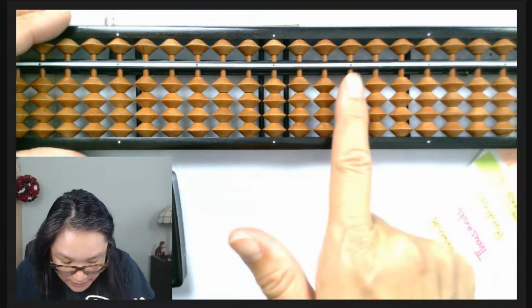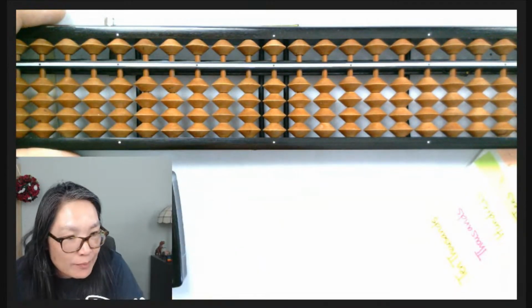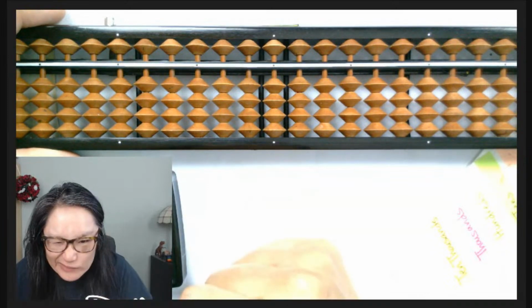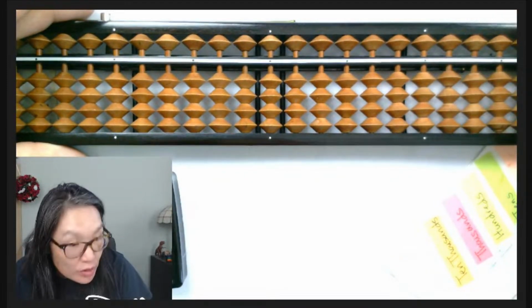So if you notice, every red bead sits on a group separator. Is that what it's called? A group separator. Yeah, that's why. And I like it. I mean, I don't need to buy any more abacus, but it's good. It works exactly the same.